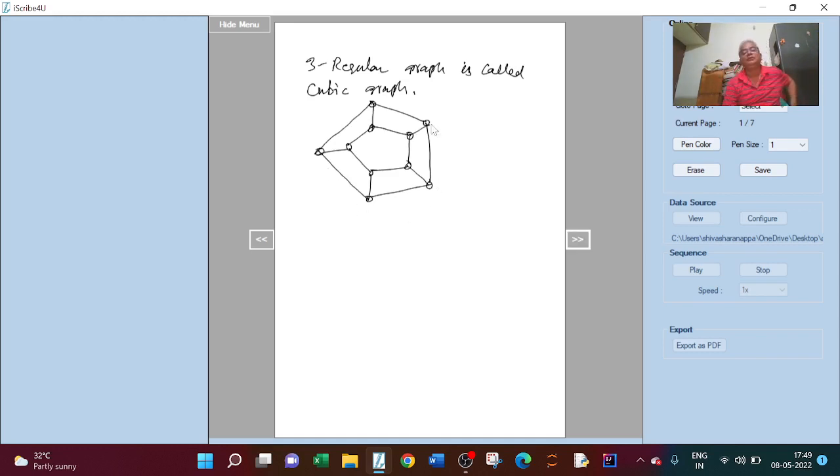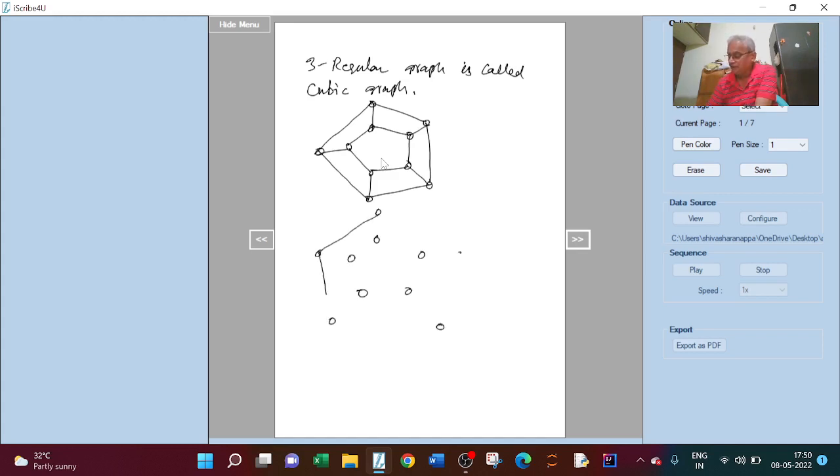1, 2, 3, 4, 5, 6, 7, 8, 9, 10. 10 vertices are there and the degree of each vertex is equal to 3. Therefore we say that this is a cubic graph with 10 vertices. And one more cubic graph with 10 vertices. We write this as 1, 2, 3, 4, 5, and outside 1, 2, 3, 4, 5.